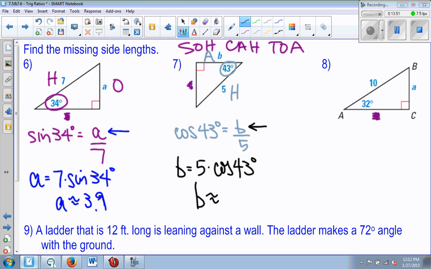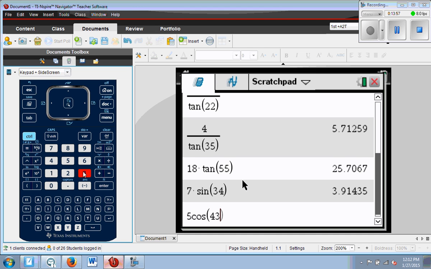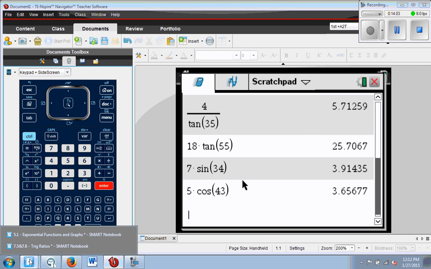That again is now just a calculator problem. So we go to the calculator, 5 cosine 43 degrees, and we push enter, and it gives me approximately, rounded correctly, 3.7.